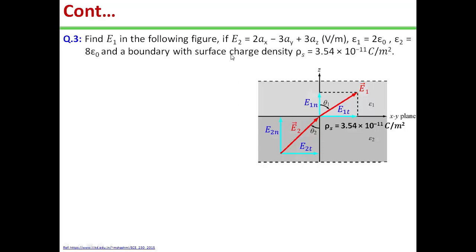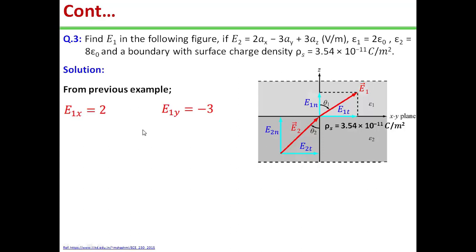So this question is the same as the previous one, but in this case surface charge density is given at the interface of two media. So during the solution, surface charge density must be taken into account to solve this problem. So let us try to find the electric field in medium 1, that is E1.